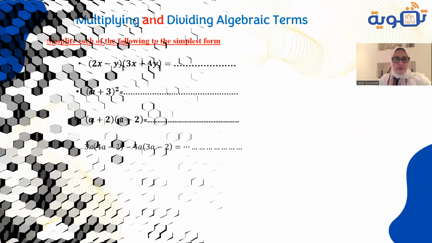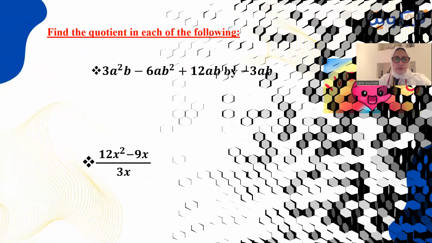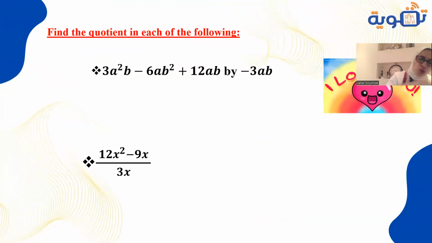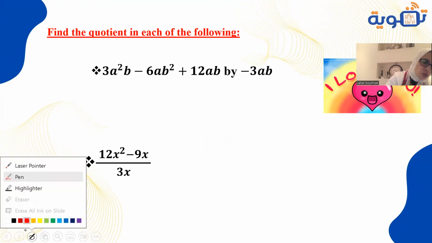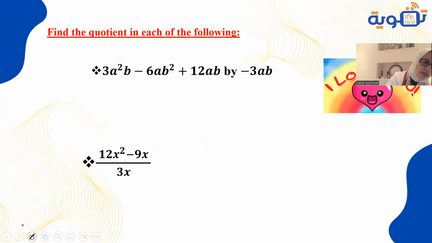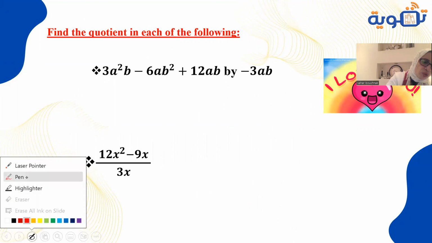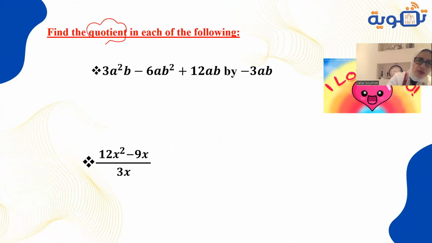Now, the quotient. The word quotient means the answer of the divide. So when you see the word quotient and the word by, that means divide. In this method, I will make it with two ways. So I will make it this way, over negative 3ab.